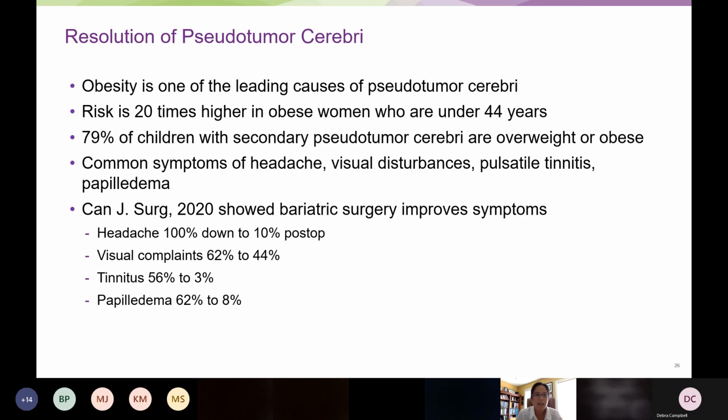The symptom of headache, which was present 100% of the time in these patients pre-op, went down to 10% post-op. The visual complaints and visual disturbances went from 62% down to 44% after weight loss surgery. Tinnitus went from 56% down to 3%, and papilledema went down from 62% to 8%. When they did lumbar punctures on these patients, they found that the opening pressures went down from 34 millimeters of mercury down to 14 millimeters of mercury. So it was quite significant.